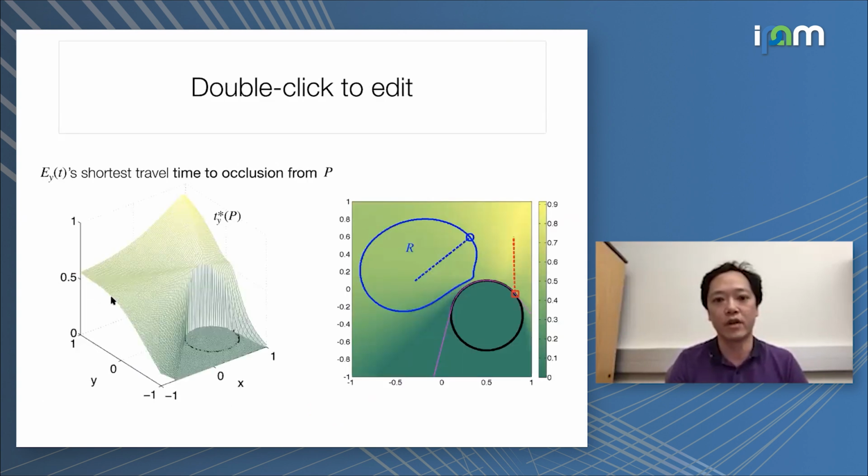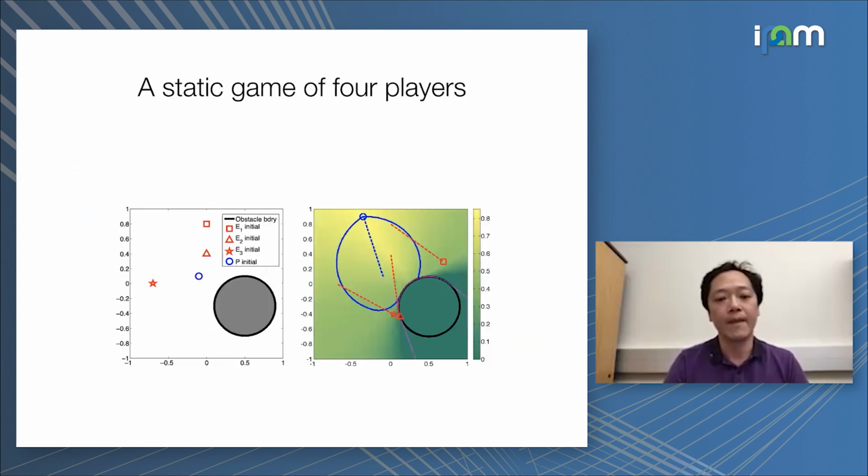These are two pictures of this simple static game. The blue region here denotes the region R that was defined earlier. This is T star minus W. And this is the T star. This is the graph of T star, the travel time of E into the occlusion if there's a pursuer placed at the position P.